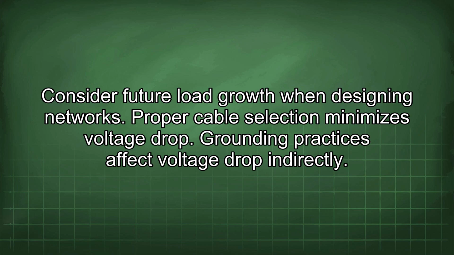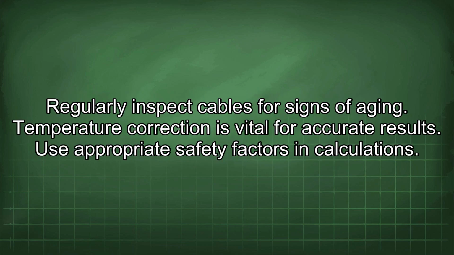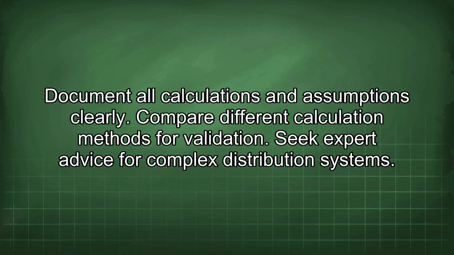Proper cable selection minimizes voltage drop. Grounding practices affect voltage drop indirectly. Regularly inspect cables for signs of aging. Temperature correction is vital for accurate results. Use appropriate safety factors in calculations. Document all calculations and assumptions clearly. Compare different calculation methods for validation. Seek expert advice for complex distribution systems.